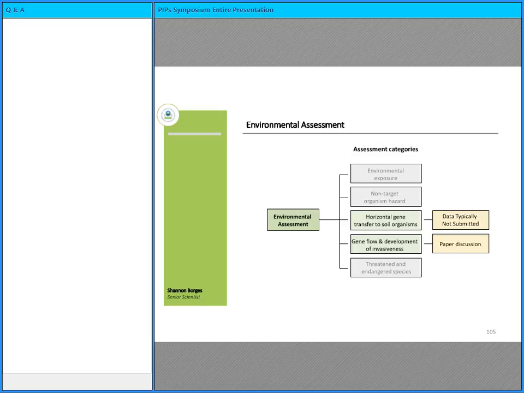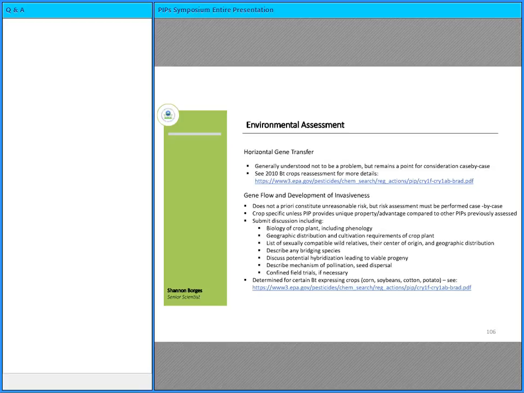So for horizontal gene transfer to soil organisms, we typically don't ask for data. And then for gene flow and development of invasiveness, this generally involves a paper discussion. And I think I have a little more information on these on the next slide. And I'm just going to briefly touch on gene flow because Chris Wozniak is going to follow my talk here and provide more information. But horizontal gene transfer is something that we've generally understood not to be a problem, but it certainly is on our radar as something that remains as a point for consideration.